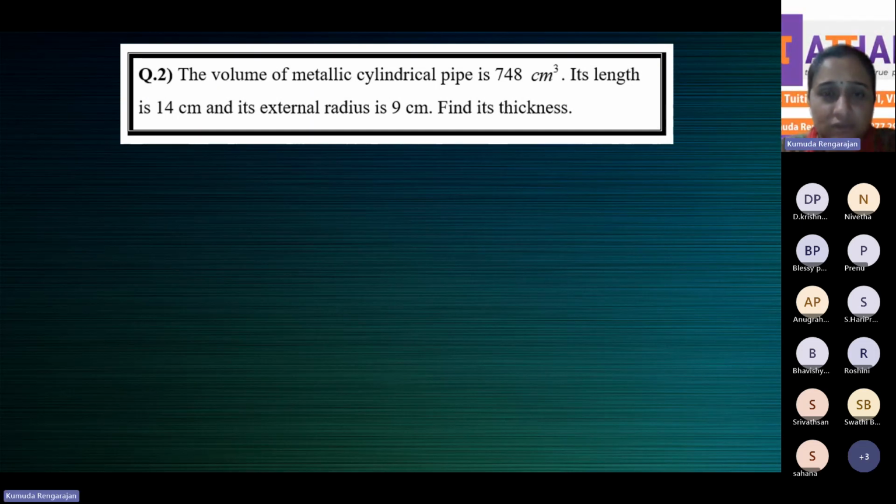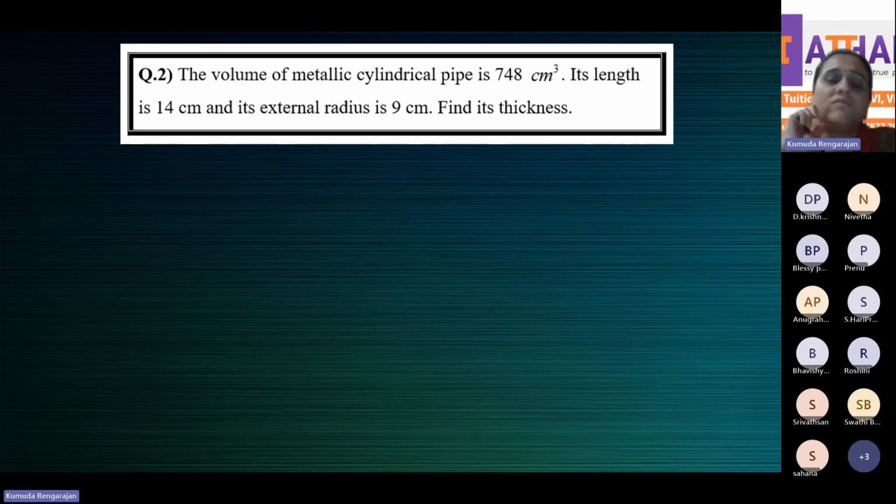Volume, CSA, TSA of a cylinder whose wall is thin. The wall is thin, like if you make a cylinder using paper. The wall of the cylinder is thin, right? So we have understood the formula to find the volume, CSA, TSA of such a cylinder.